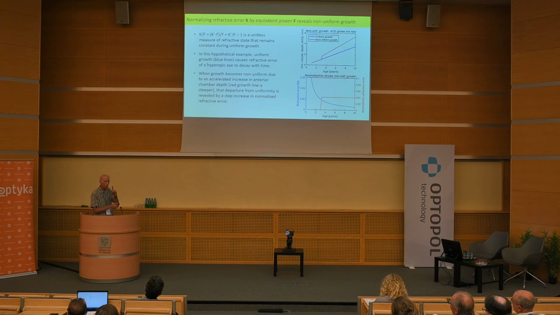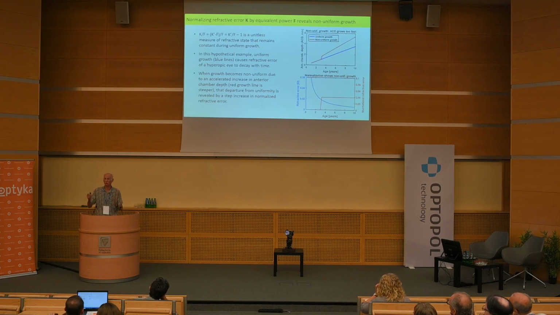But now, here's the change from uniform growth, and let's suppose something happens at age 3, and for some reason, we don't know why, the anterior chamber starts to grow faster than the rest of the eye. So now it's non-uniform growth. And when you do that, it's going to be complicated if you just look at refractive error, because one factor is making hyperopia decline, but then because the anterior chamber is growing, it's going to be more hyperopia. So it's really complicated. But if you normalize the data, you just see a simple step change.